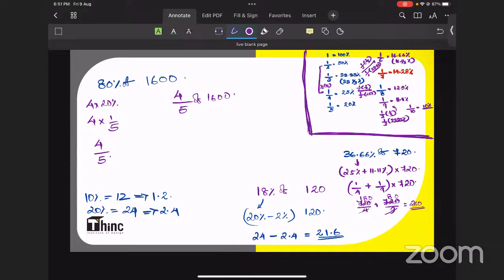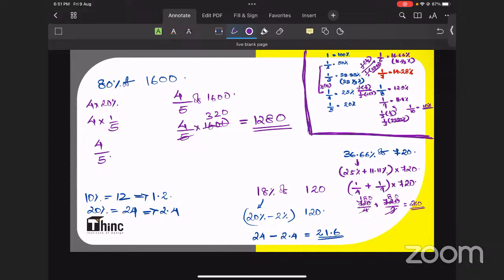So that is 4 by 5 into 1600. You can cancel: 5 into 320 is 1600, so 320 is the 20%. Then 4 into 320: simply do 4 into 32 and put a 0 there. 4 into 32 is 128, so 1280. That is 80% of 1600, and 320 is the 20%.